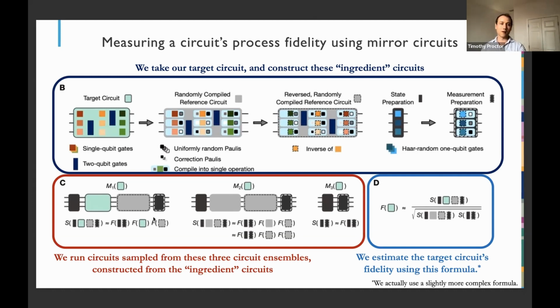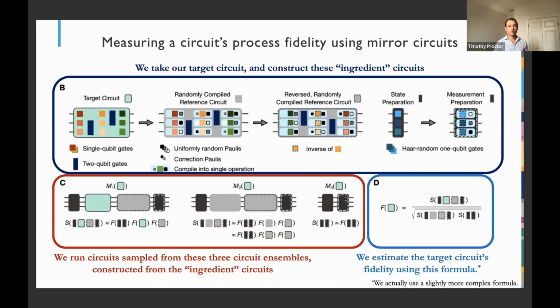So first of all, we have this mirror circuit that consists of our randomized state preparation, our target circuit, followed by a randomly compiled inverse. We then have a second ensemble that consists of, again, the state preparation. It's the same as the first one, except we replace our target circuit with a randomly compiled version of it. And then finally, we just have circuits that are randomized state prep and measurement.